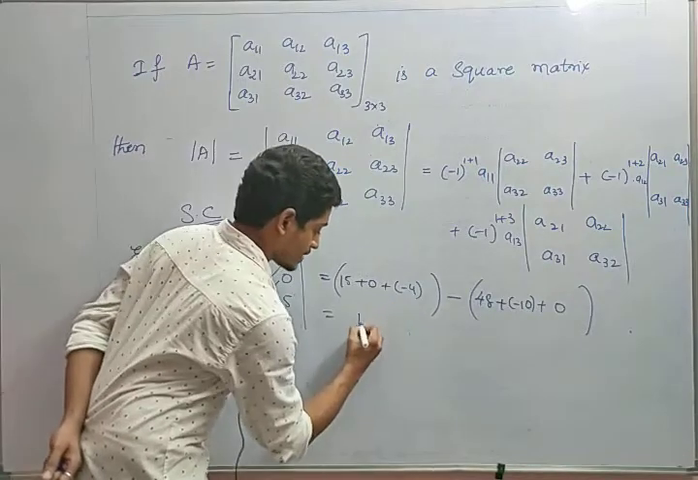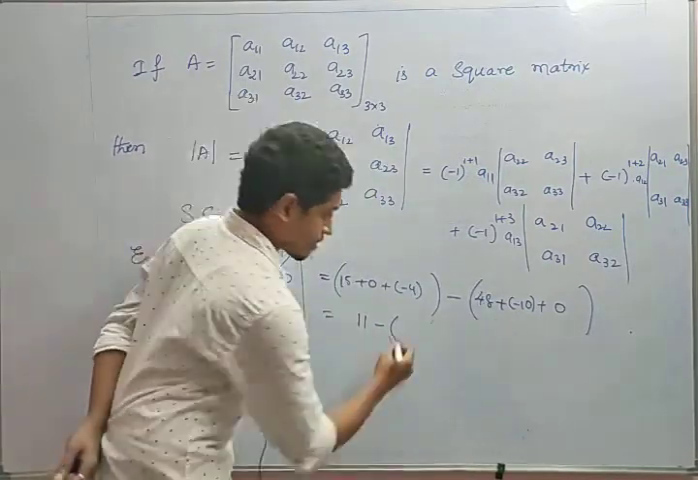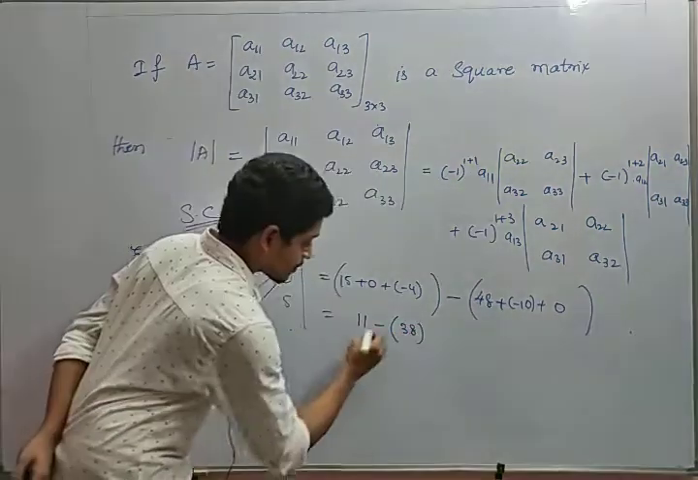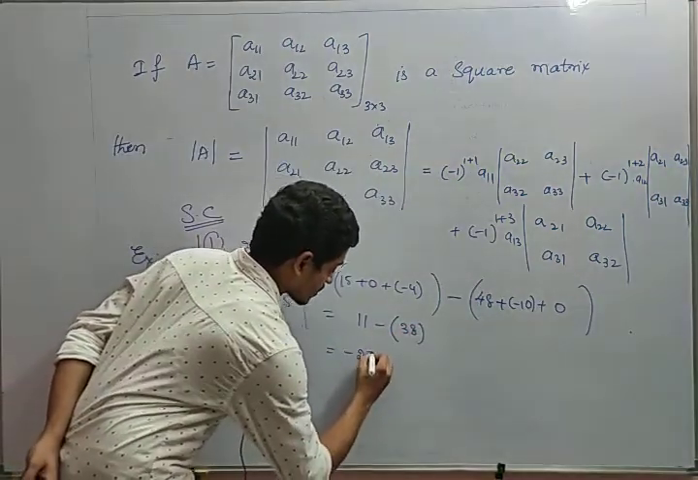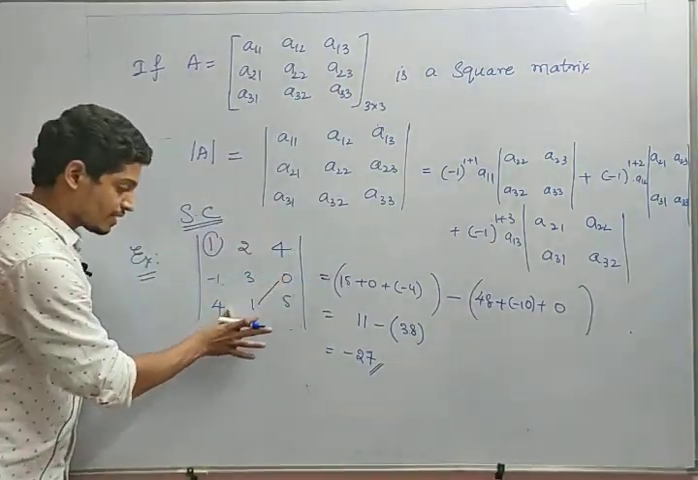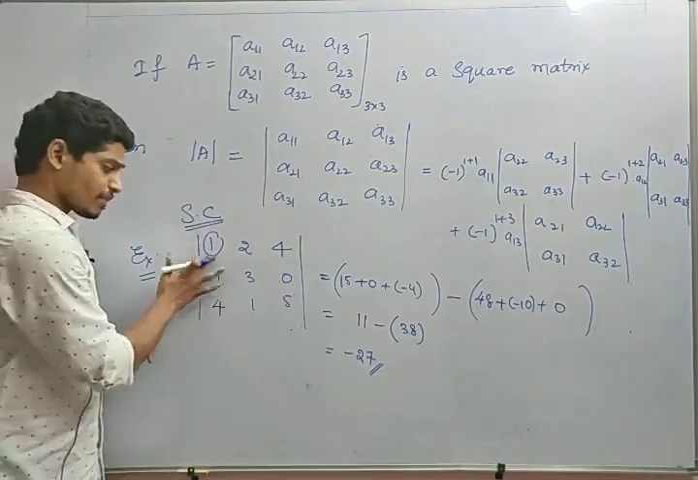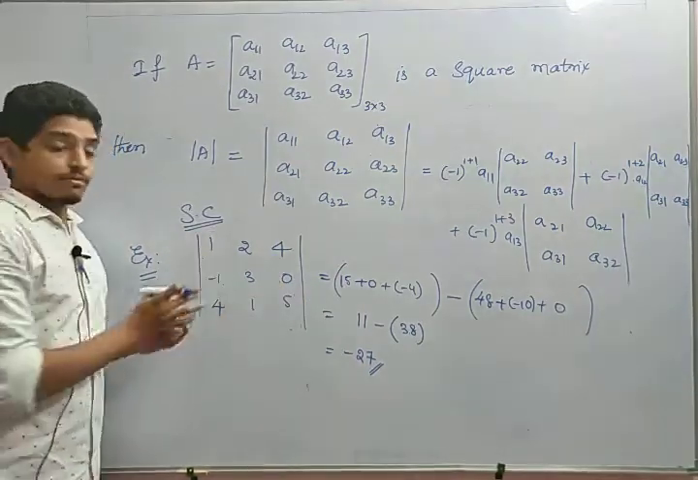So what is the final answer? 15 minus 4, that is 11, minus 48 minus 10. 48 minus 10 is 38. What is 11 minus 38? Minus 27 is the determinant. Just follow this method friends, it is very simple. At the beginning you will feel some confusion, but while practicing it will become much easier.